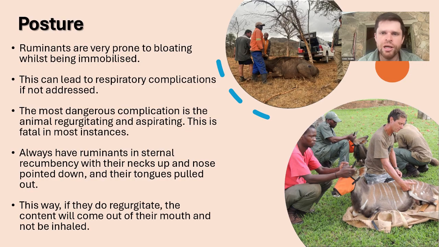So the golden standard when we're working with ruminants is always to have the ruminants in sternal recumbency, with their necks up and the nose pointed down with their tongue out.